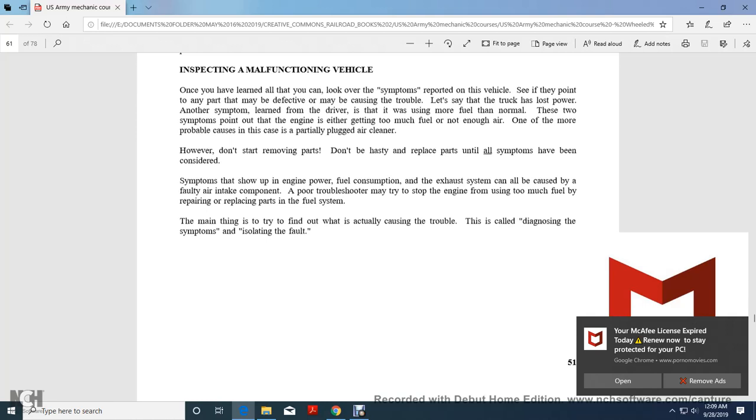The two symptoms point out the engine was either getting too much fuel or not enough air. One or more of the possible causes is a partial plugging of air. However, the genesis of the problem: don't rush to remove parts and replace until all systems have been considered. Symptoms that show up with engine power, fuel consumption, and exhaust systems can also be caused by a faulty air intake component. The probable troubleshooting may be to stop the engine using too much fuel, replacing parts in the fuel system.